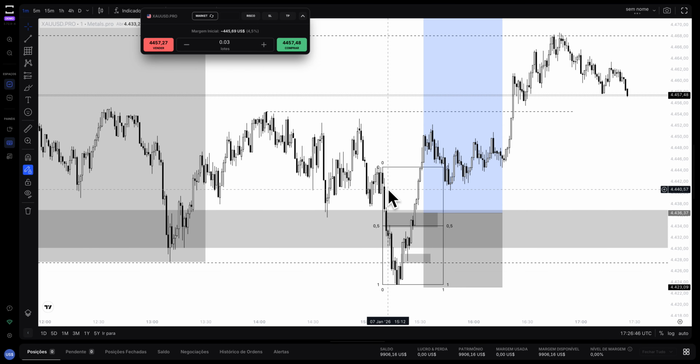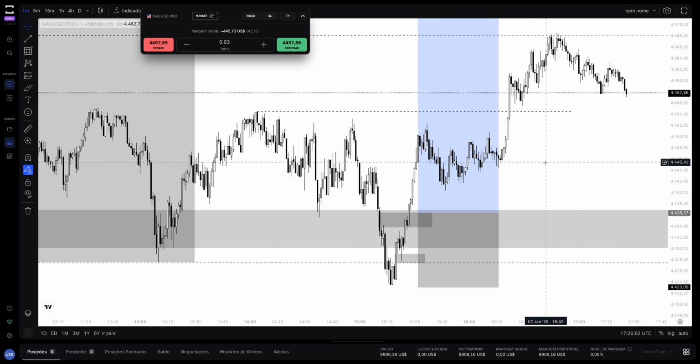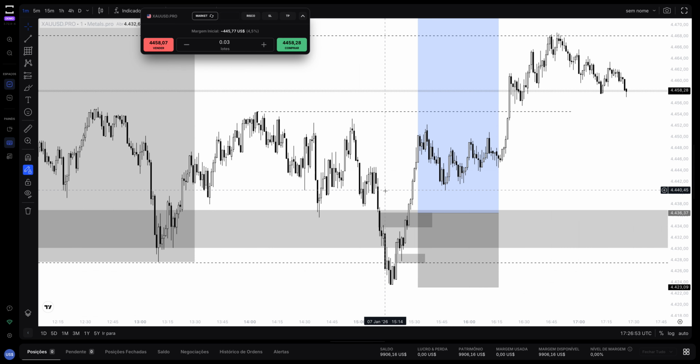I followed my strategy. I was patient, so I can say that was a decent day. Even without a trade, it can be a decent day. It's better to not have a trade than to have a losing trade, so it is what it is.